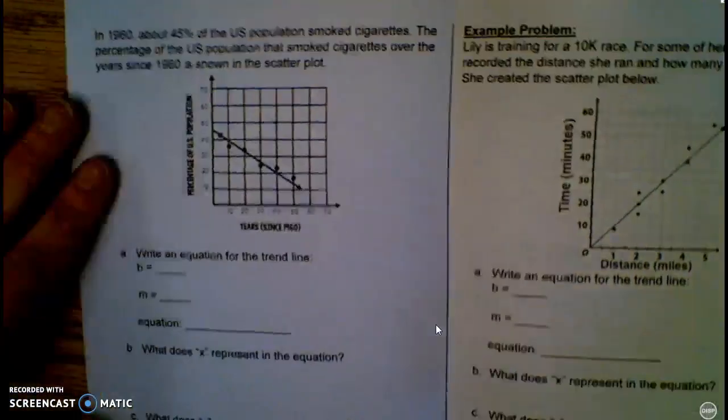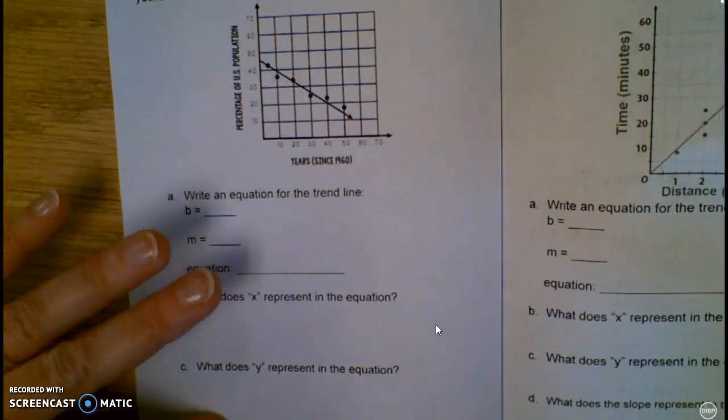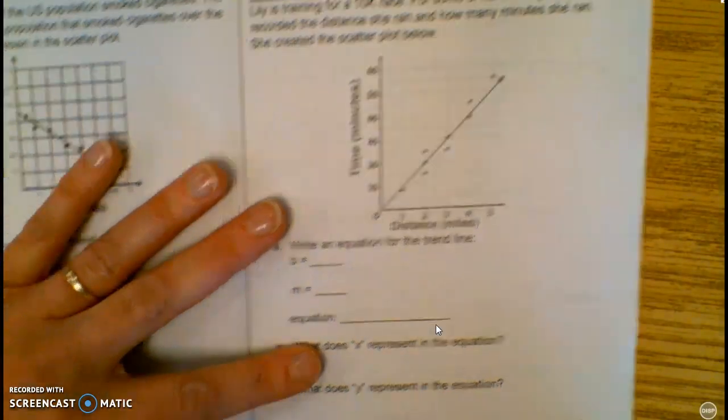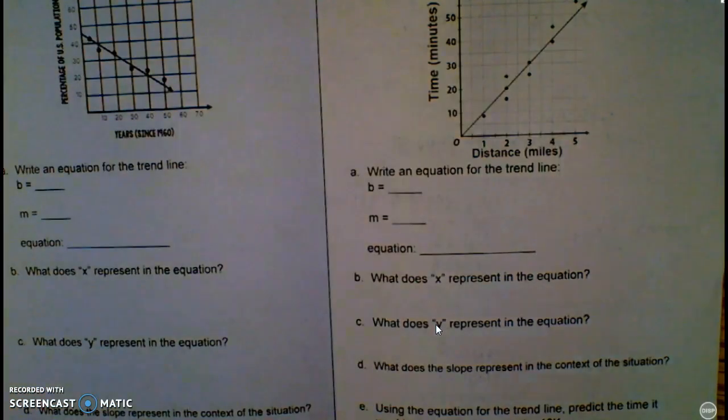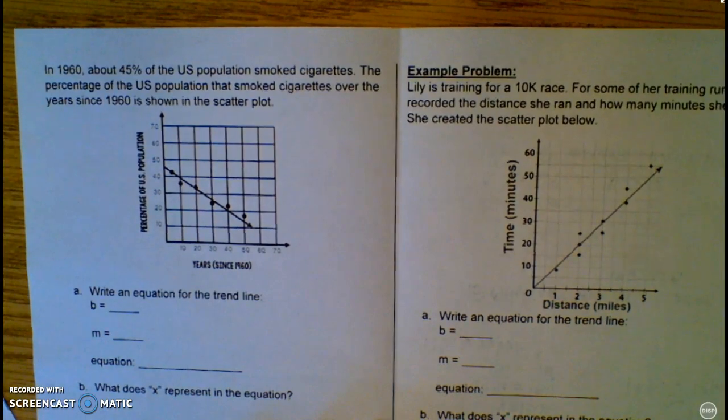Now, what you guys are going to do, it looks like my note sheet got printed upside down again. Sorry about that. You have a practice problem over here that you're going to use the graph and the trend line to answer questions about. And then you've got one over here as well. So pause the video, try those 2 examples. When you're done, hit play and check your work.